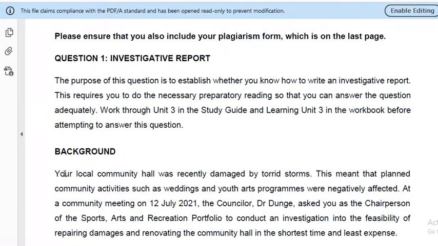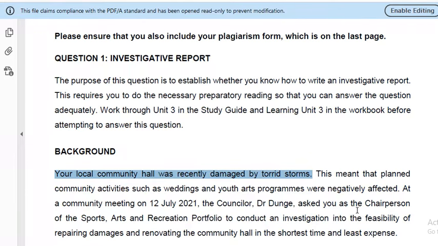What am I doing? Yo, South Africa, man. I don't know what's wrong with it. This document doesn't allow me to edit it. Okay, it's fine.